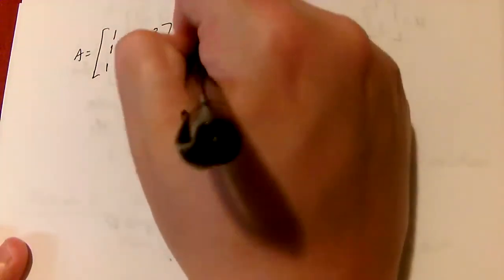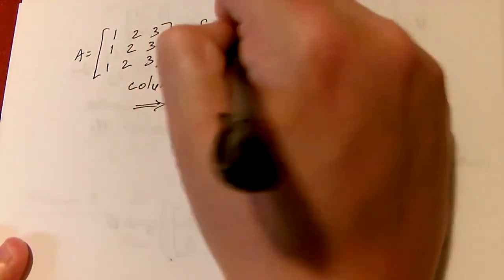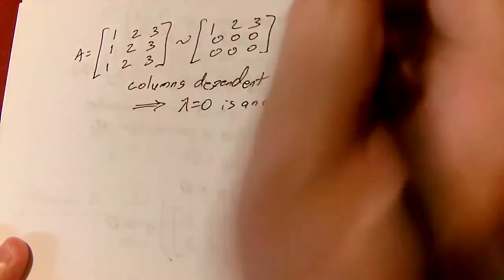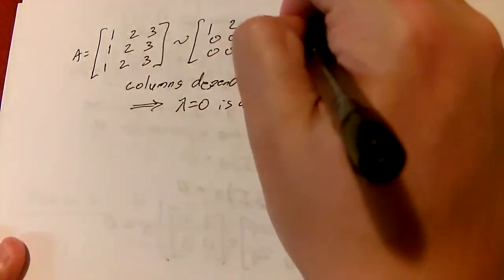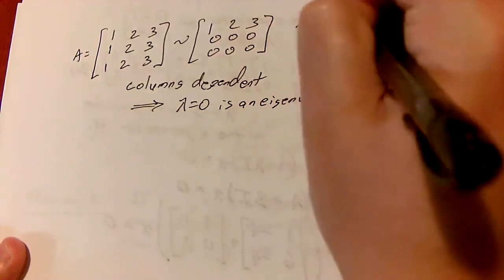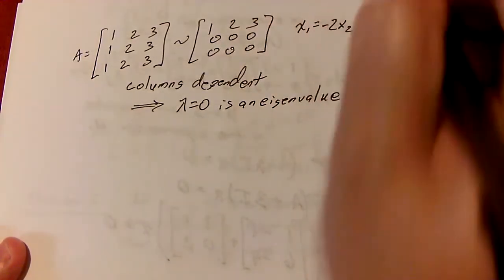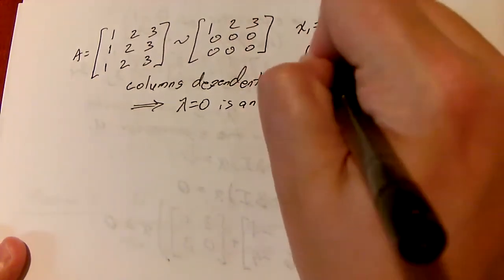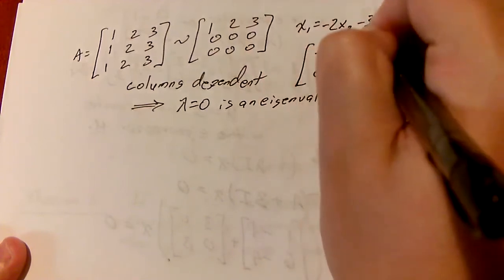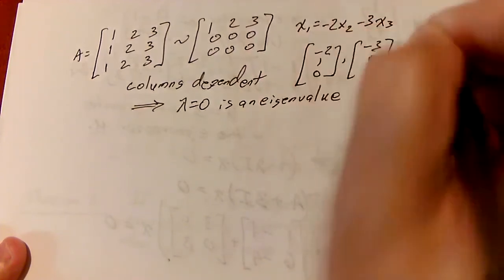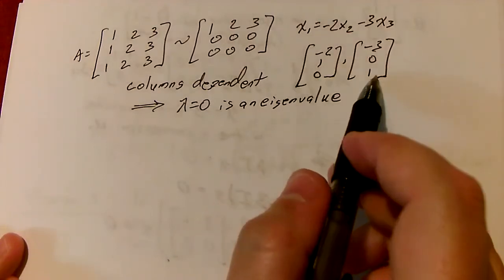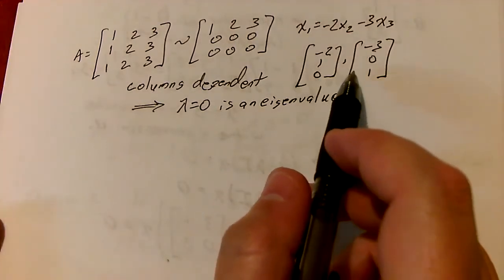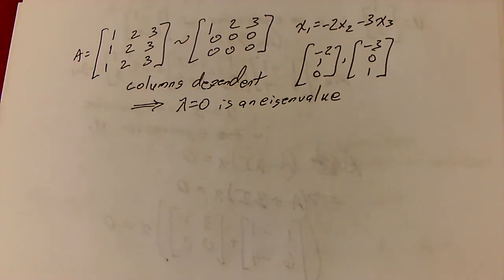I could quickly row reduce this to 1, 2, 3, so it would require some computation. That would give me that x1 is equal to negative 2x2 minus 3x3. And so I could write my eigenvectors as negative 2, 1, 0, and negative 3, 0, 1. Because remember, x2 would be free, x3 would be free.